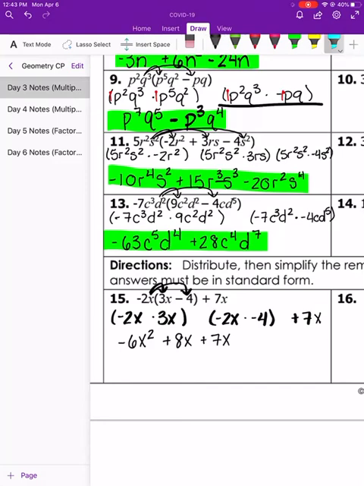So now I'm going to look through and see if there's any like terms. This one is an x squared, my very first term, and I see no other x squareds. But I do see that I have an 8x and a 7x. So I can combine those two terms. So this one will give me negative 6x squared. 8x plus 7x is a positive 15x, which is your final answer.